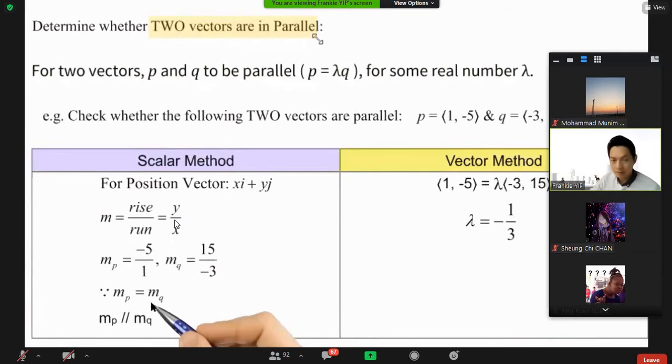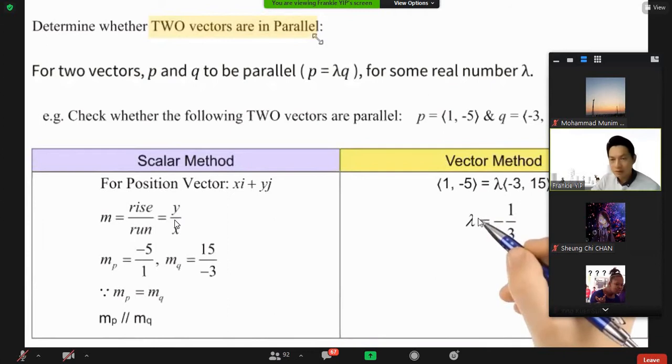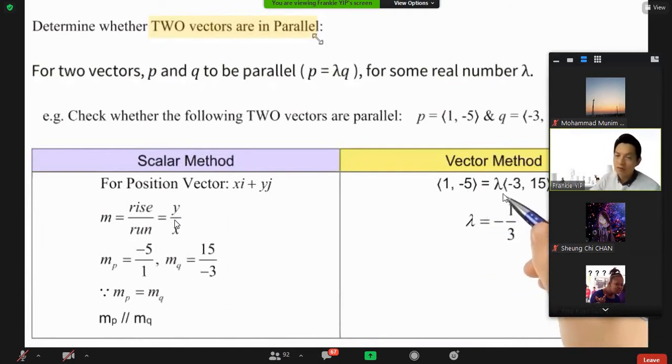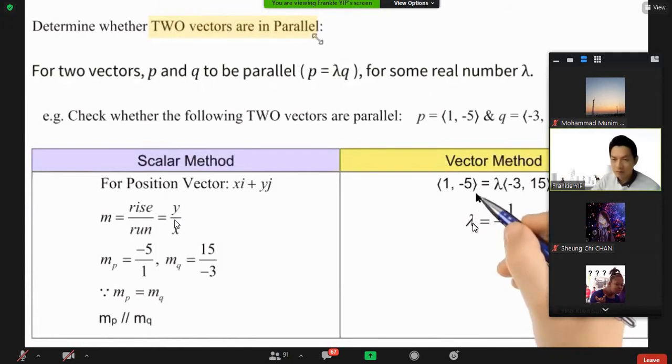So then we can conclude that the slope of P equals the slope of Q. Got it? That means P and Q are parallel to each other. And how about the vector method? See whether you can find the lambda. For example, 1, negative 5 on the left side because it's P, and Q, negative 3, 15 is on the right side. Okay, think about this.